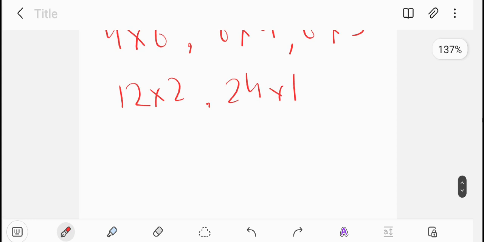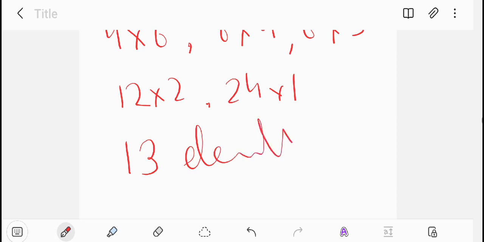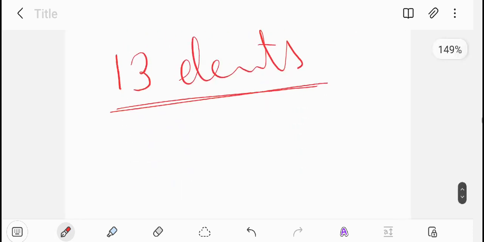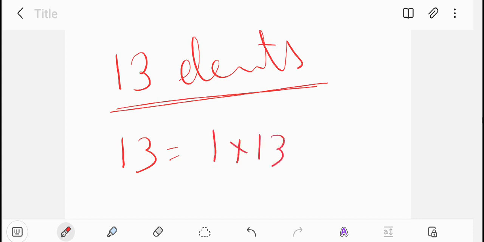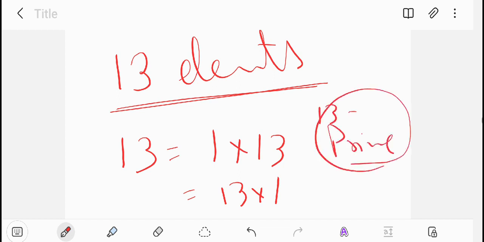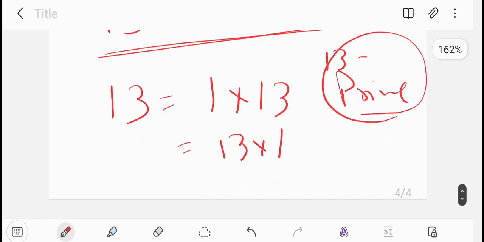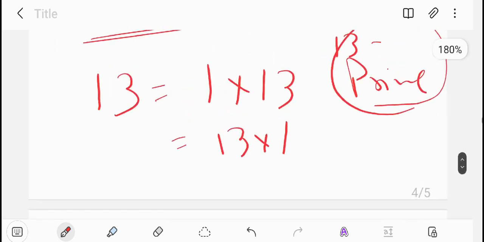Now we have asked that if we have 13 elements, then what are all the possible orders? If we have 13 elements, then all the possible orders are 1 into 13, 13 into 1. Is it? Because 13 is a prime number. So we can very intuitively say that all the possible ways in which 13 can be written is 1 into 13 and 13 into 1. So these two are the possible matrices that we can have having 13 elements.